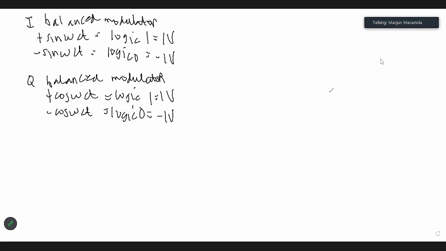Okay, sorry. Okay, game. So, by using these outputs, we can have four possible resultant phasors. So what are those?